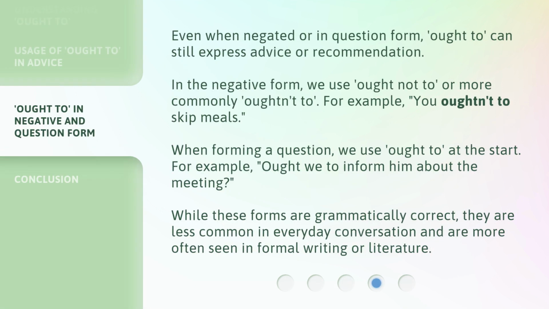Even when negated or in question form, ought to can still express advice or recommendation. In the negative form, we use ought not to, or more commonly, oughtn't to. For example, you oughtn't to skip meals. When forming a question, we use ought to at the start. For example, ought we to inform him about the meeting? While these forms are grammatically correct, they are less common in everyday conversation and are more often seen in formal writing or literature.